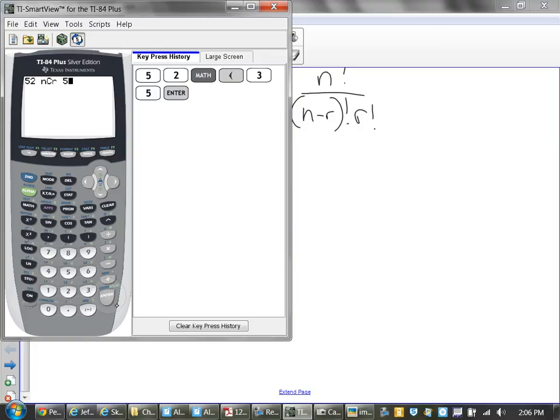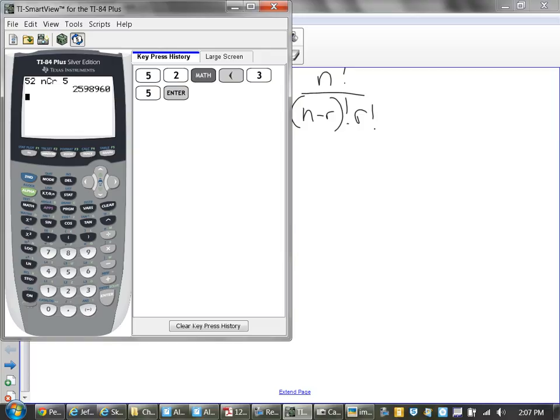This means in a 5-card draw, there are 2,598,960 possible hands that you can deal. Okay? Makes it easy to play poker. Makes it very easy to play poker.